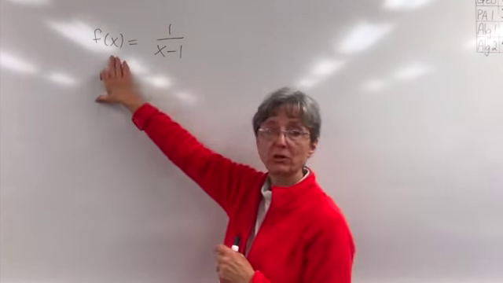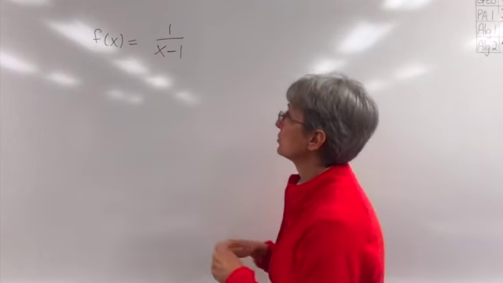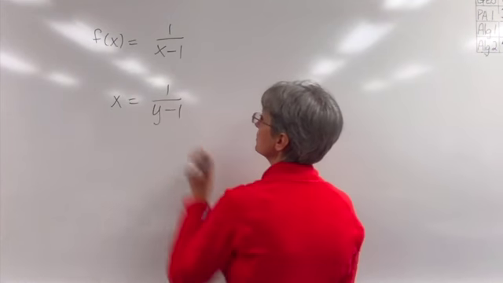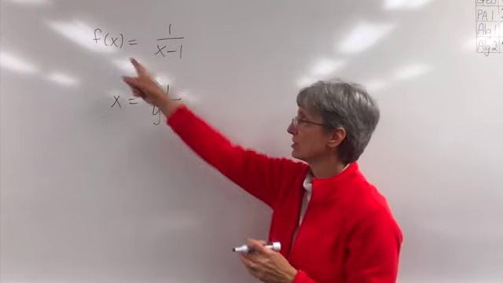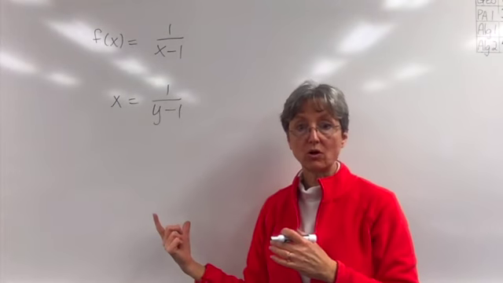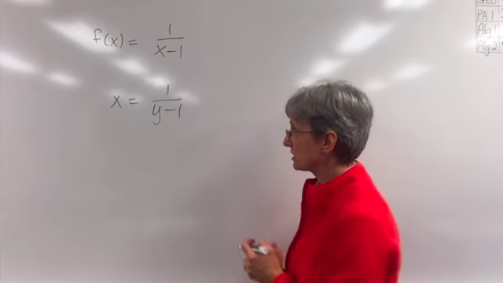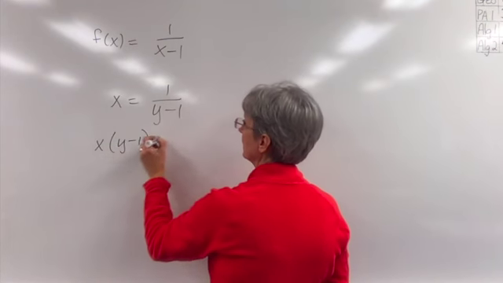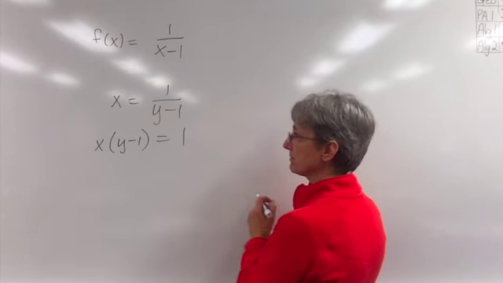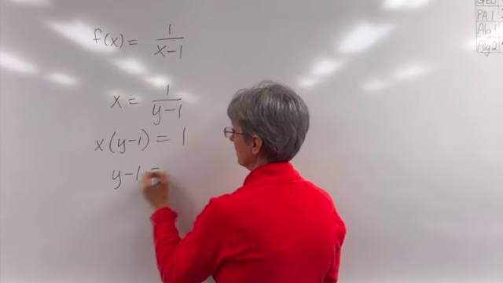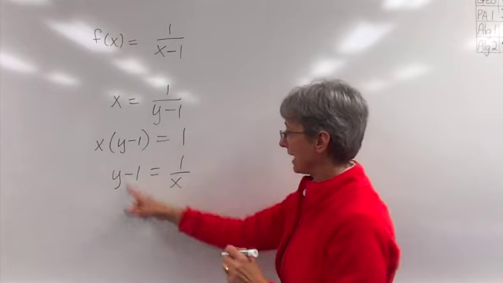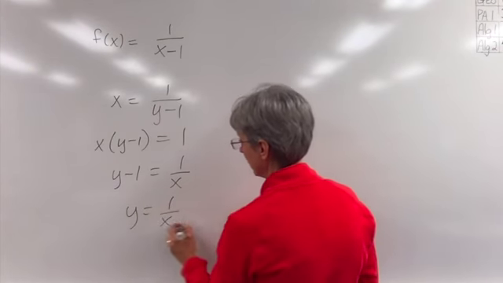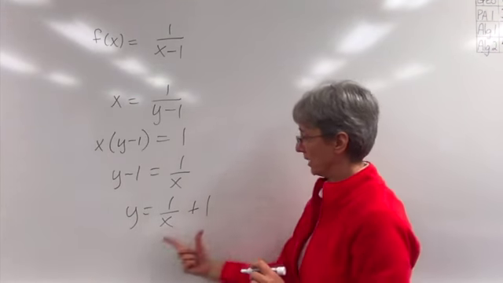So first I'm going to find the inverse of this by switching my x and y. So x equals 1 over y minus 1. And now, notice I switched them. Now I'm going to solve for y. So first I'll multiply both sides by y minus 1. And now I'm going to divide by x. Y minus 1 equals 1 over x. And now I'm going to add 1. And my inverse is y equals 1 over x plus 1.